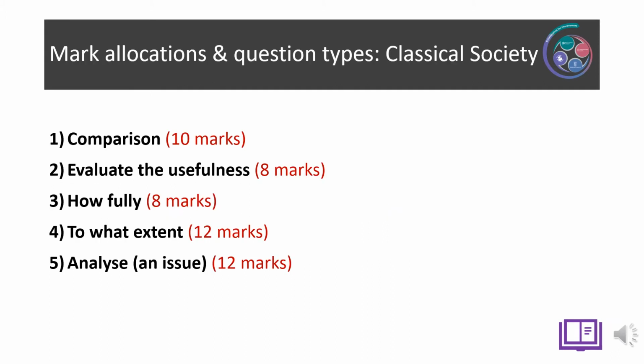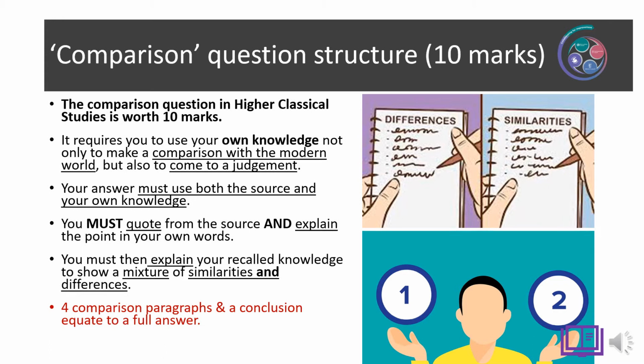Within the Classical Society component of the Higher course, you will complete various question types. You will be looking at comparison questions, which are worth 10 marks. Evaluate the usefulness questions, worth 8. How fully questions are also worth 8 marks. To what extent questions are worth 12 marks. Likewise, analyse an issue questions are also worth 12 marks. Let's get started. First, we will be looking at comparison question structure.